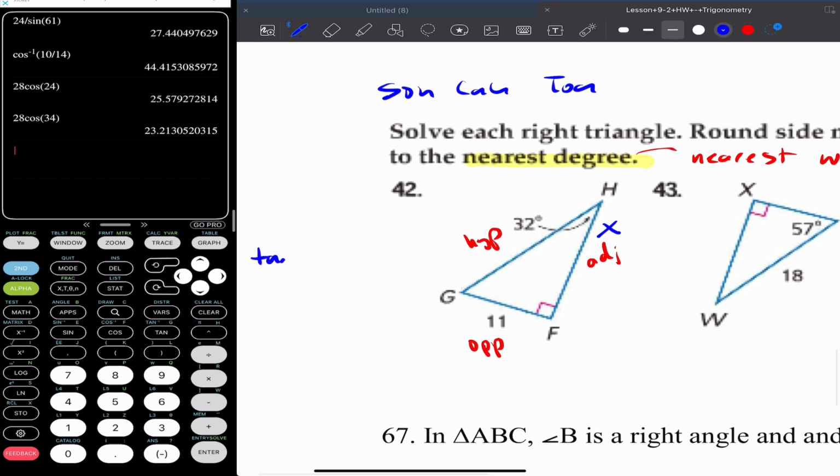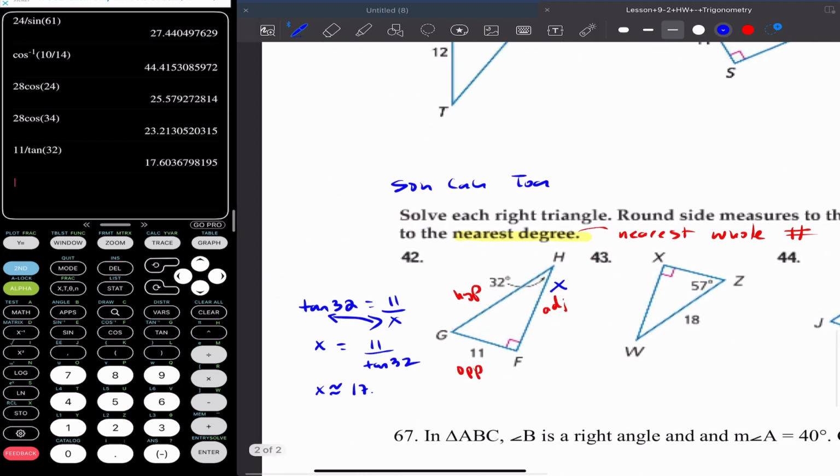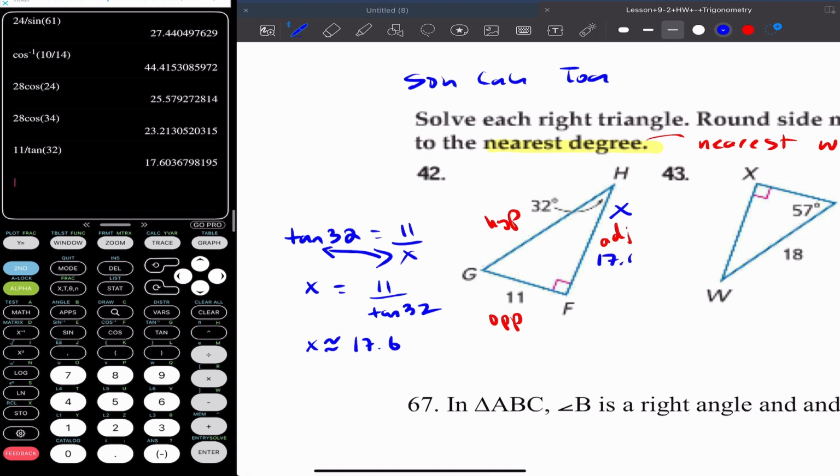So you write tan of 32, which is equal to, oh, just kidding, 11 over x, right? Because again, what I'm doing is I'm trying to figure out what the side here is. And since x is in the denominator, I gotta swap these two things. So I have x equals 11 over tangent of 32. So I write 11 divided by tangent of 32 in my calculator. So x is approximately 17.6, right? So this is 17.6.